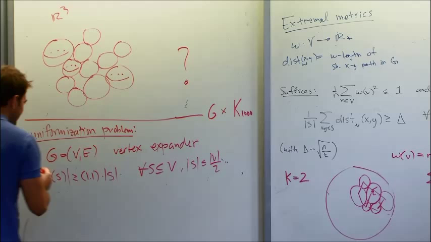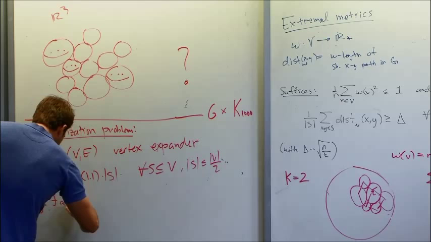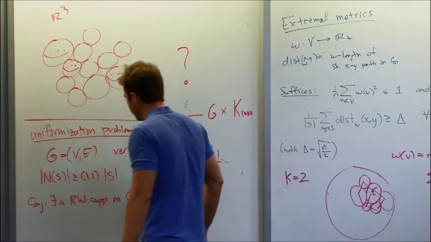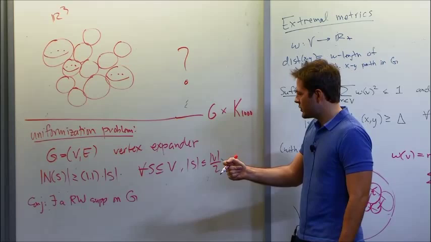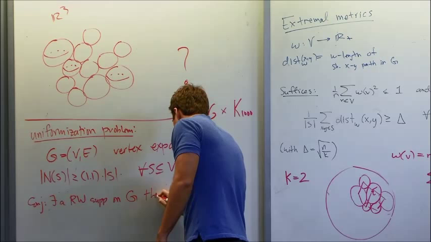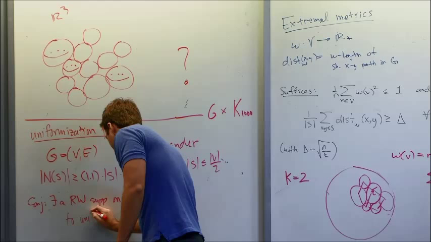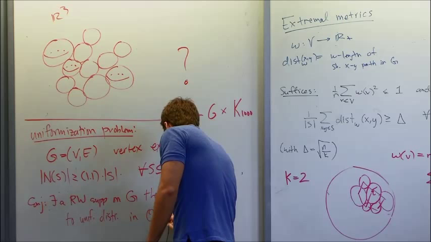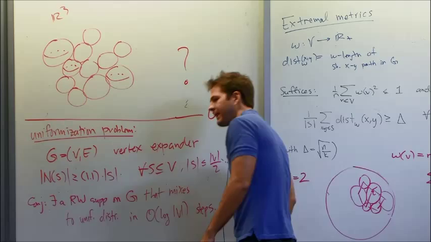So here's the conjecture. The conjecture is that there exists a random walk supported on G. What does it mean? There's a random walk that goes along the edges of G. What do you get to choose? When you're sitting at a vertex, you get to choose the probability of which edges you go over. The conjecture is that there exists a random walk supported on G that mixes to the uniform distribution in order log n steps. This is the conjecture.